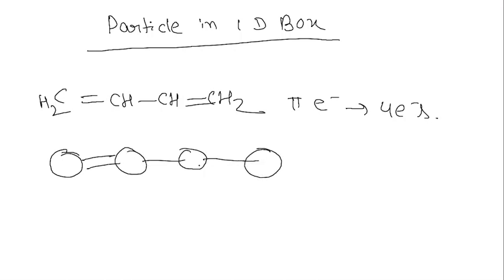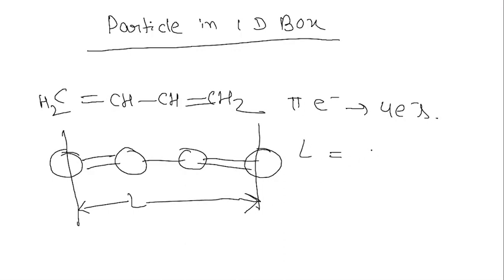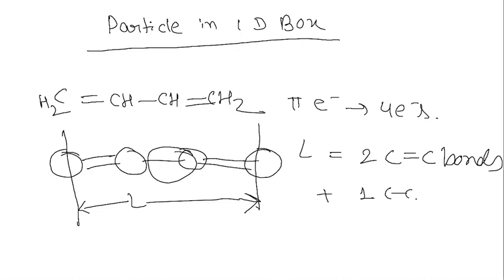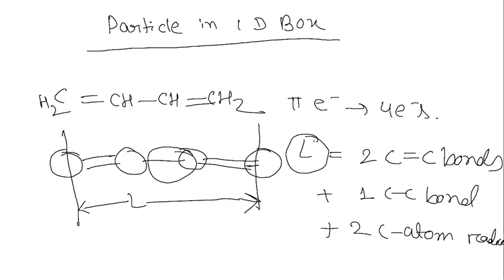These are the carbons. If you want to fit it, then we have to measure this length. So what is the length of the box? 2 C double bond C pi bonds plus 1 C-C bond length, plus the radii of the 2 carbon atoms. This is the calculation of L, the length of the box.